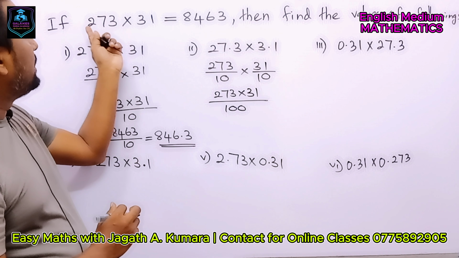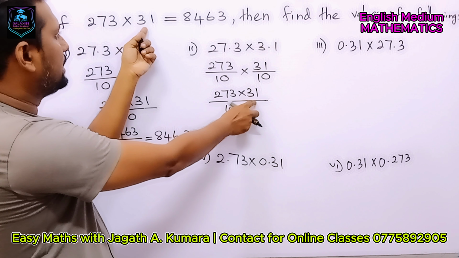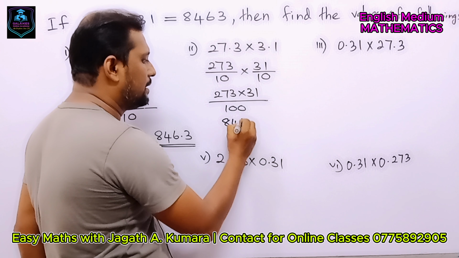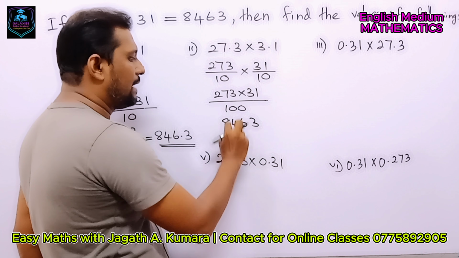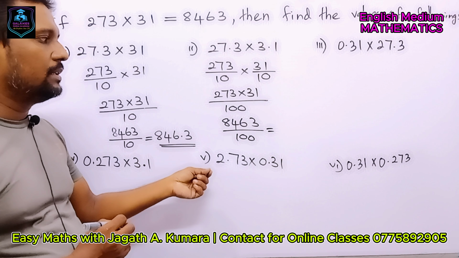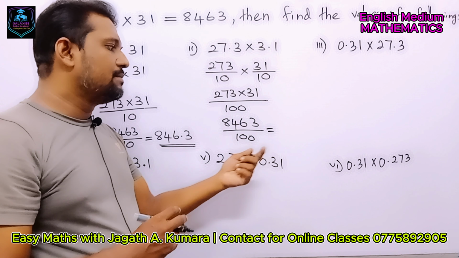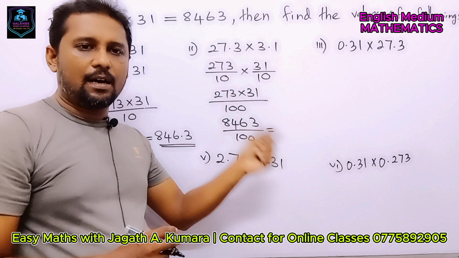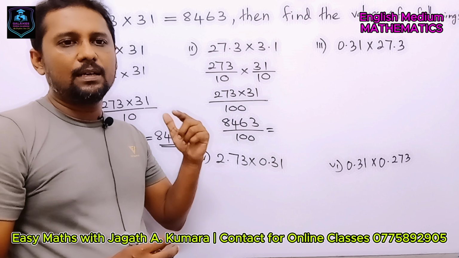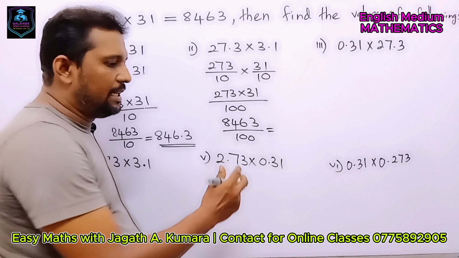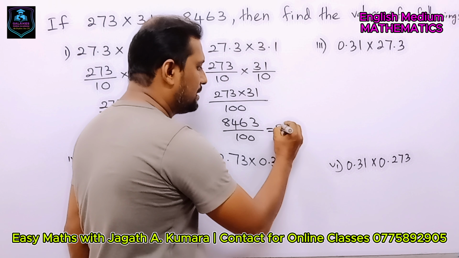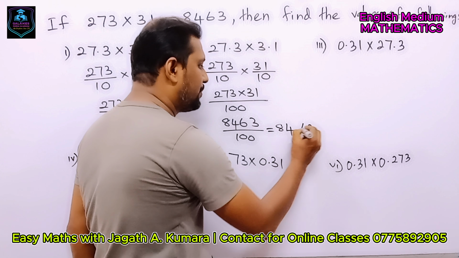In the question given, 273 multiply 31 is equal to 8463. So this multiplication value is 8463 over 100. Now this fraction I can write as a decimal number. The denominator is 100, so you have to keep how many decimal places? There are 2 decimal places. That means before the last 2 digits you have to keep the decimal point. So what is the answer? 84.63.